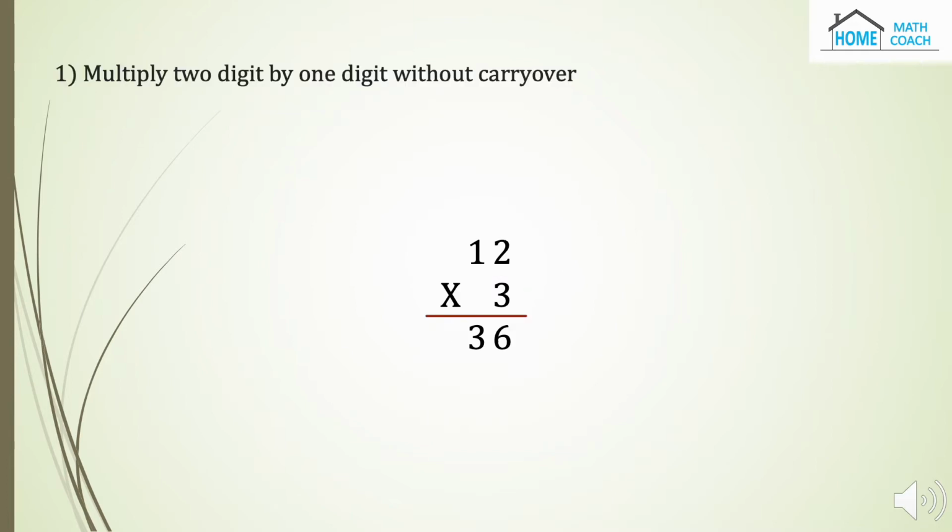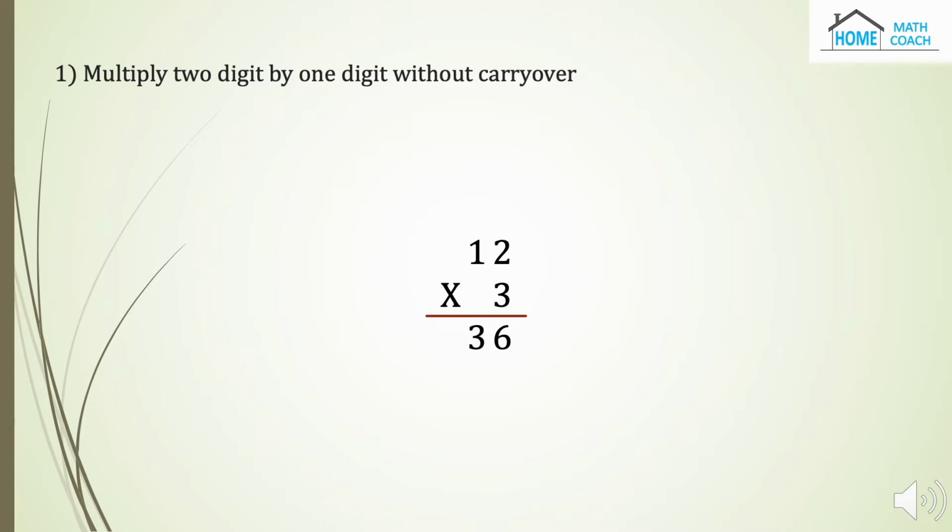We start with multiplying a two-digit number with a one-digit number without carryover. We have to explain to students how to line up the numbers so that the ones place of the number on top, which is 2 in this example, is directly over the ones place of the number below, which is 3 in this example. Once the ones place is lined up correctly, then all the other number places will be lined up correctly also. In this example, we have 12 times 3.